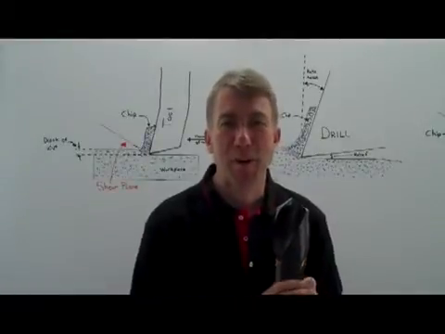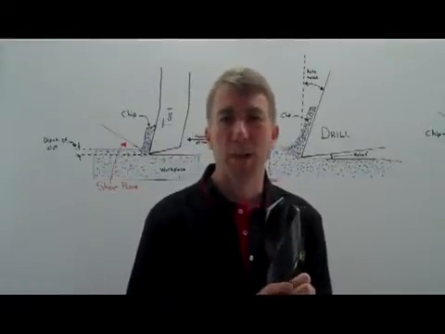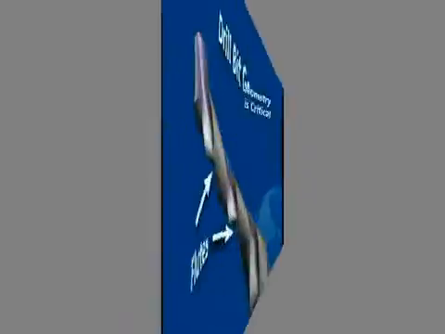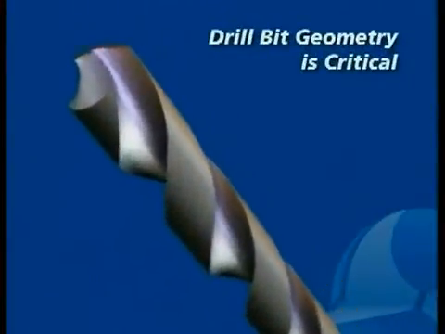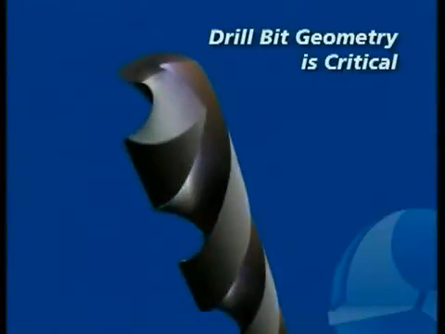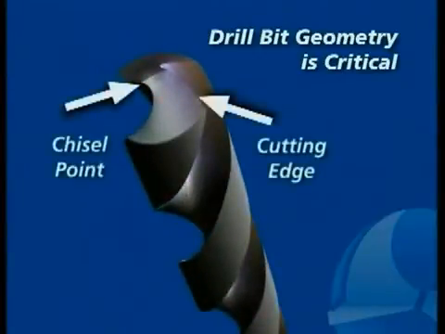Hi, I'm Steve Miner, part of the engineering group at Derrick's, and today we're going to spend a couple of minutes talking about how drill bits cut. Let's point out three main features of a drill bit. The flutes, which do not cut, they simply carry waste out of the hole, and the chisel point and cutting edges, which do the actual work.